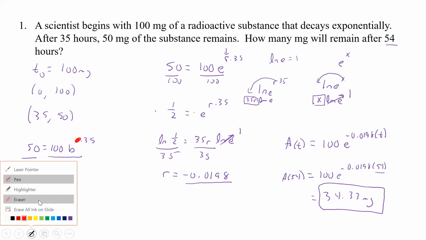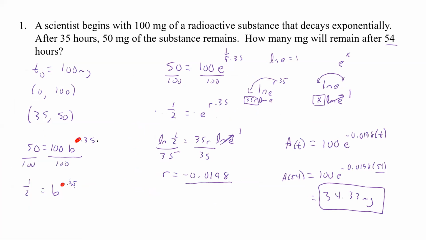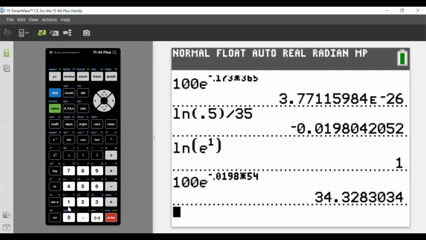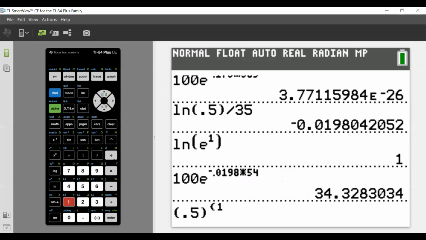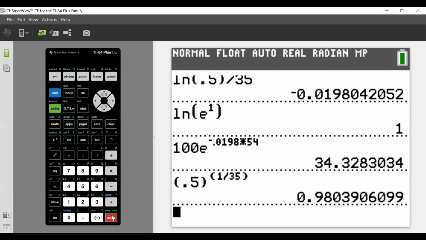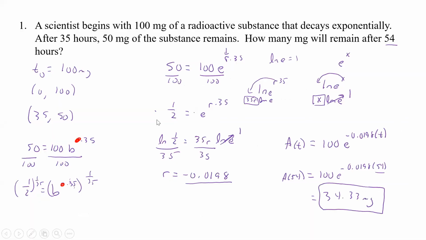So now what I'm going to have to do is convert this 1/2 equals b to the 1/35. I'm going to take that to the 1/35. And so then I have 1/2 to the 1/35. That gives me this value for B, 0.9804. 0.9804 is equal to B.